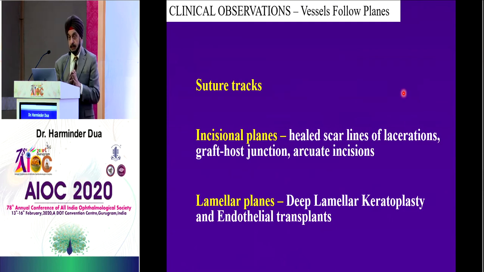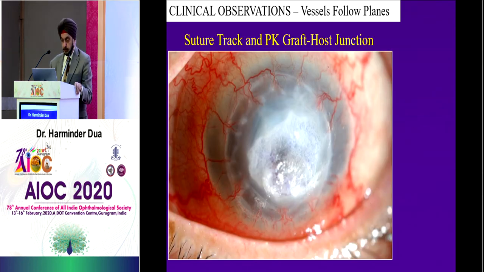But the other thing you will see clinically, vessels always follow planes that you create: suture tracts, incisional planes, and your lamellar planes. So you will see this in many, many situations. Here you can see the blood vessels are growing along suture tracts, and that collagen is somehow more vulnerable to metalloprotease digestion, and the vessels then grow through the suture tract.